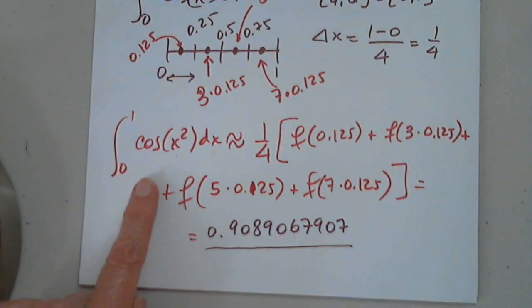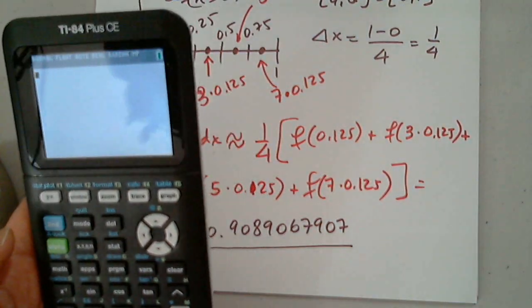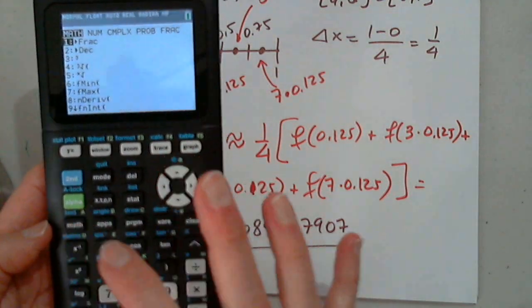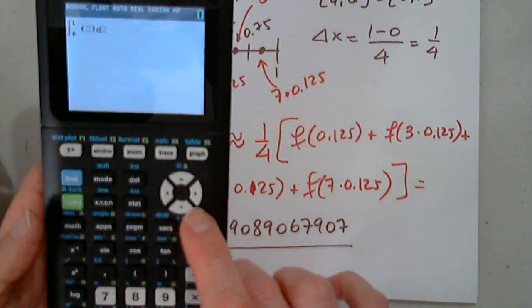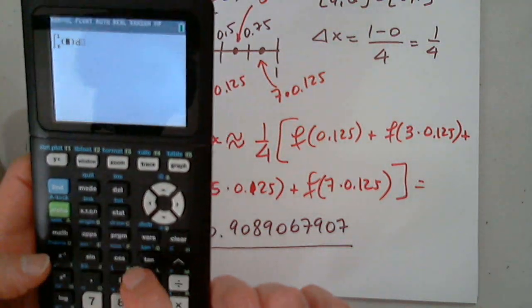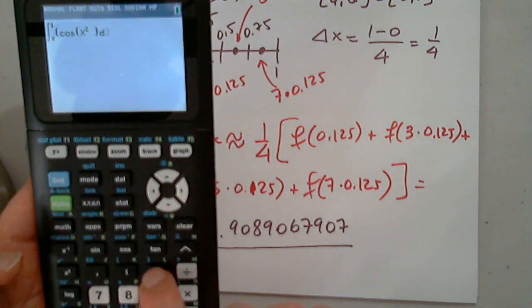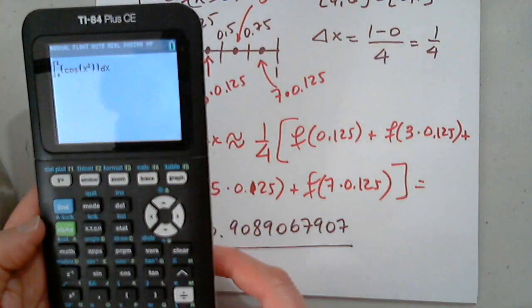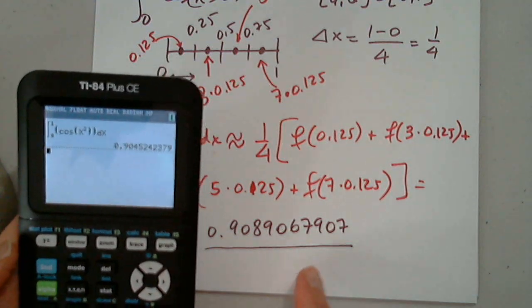Can the calculator calculate this very, very well? Yes, it can. Again, I show that in another video. Go to math and press 9, and this is 0 to 1. And we have cosine, and that cosine is on x squared. Close another parenthesis, and then dx, and press enter. So extremely close.